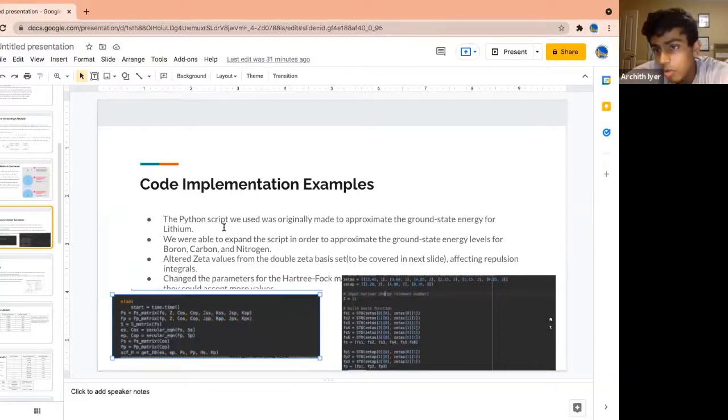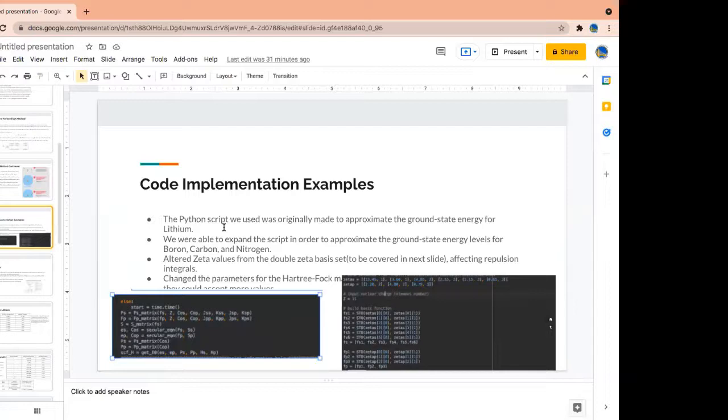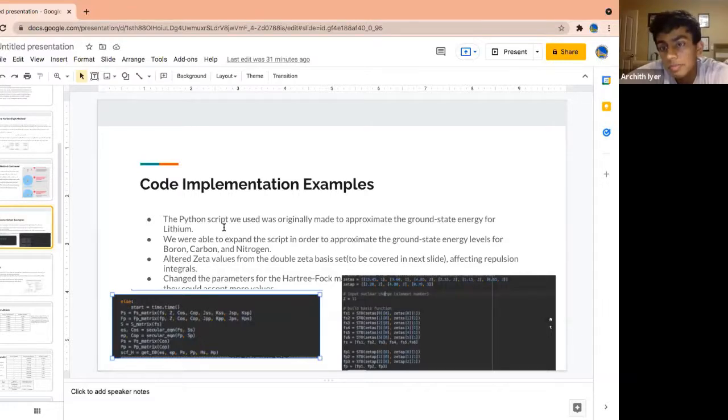Not for each new atom. You can, I think. Once you've implemented DIIS for lithium, can you use similar code with a few tweaks to do boron and carbon and nitrogen? That would be possible, yes. Yes, okay.